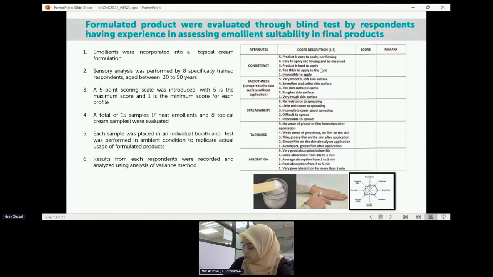We have 5 different attributes: consistency, smoothness, spreadability, tackiness, and absorption, where the score description is 1 to 5, with 5 being the product is easy to apply, not flowing, and 1 being the product is impossible to apply, which means 5 is good and 1 is not good. A total of 15 samples were evaluated: 7 neat emollients and 8 topical cream samples. We have 8 topical creams because we also formulated one blank sample without any emollient in it. Each sample was placed in an individual booth and the test was performed in ambient conditions to replicate actual usage of the formulated products. The results from each respondent were recorded and analyzed using the analysis of variance method.